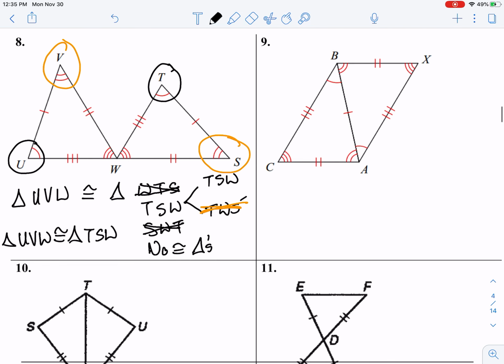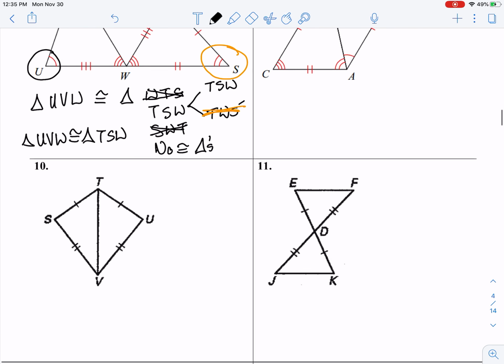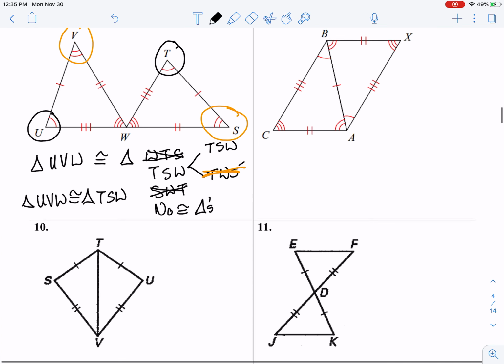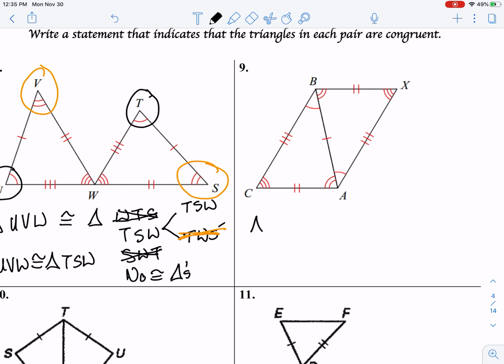So now what I want to do is use one that, well, I'll quickly go over here. So again, triangle, I'm going to say ABC is congruent to ABX, triangle BXA, triangle XAB.